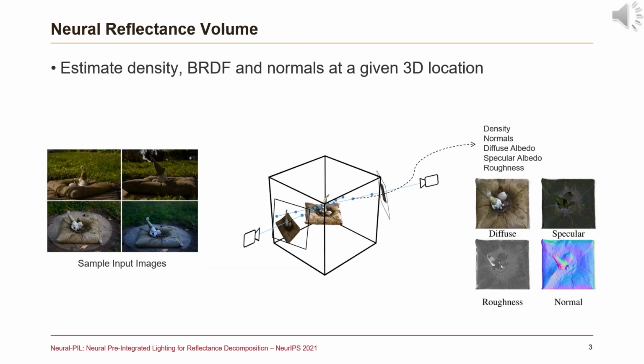We achieve this by constructing a neural reflectance volume. This means we encode at a continuous 3D location the BRDF and shape in form of density in a coordinate-based MLP. We can also derive the normal from the density's gradient. Due to the explicit decomposition, relighting under even unseen illuminations is easily possible.